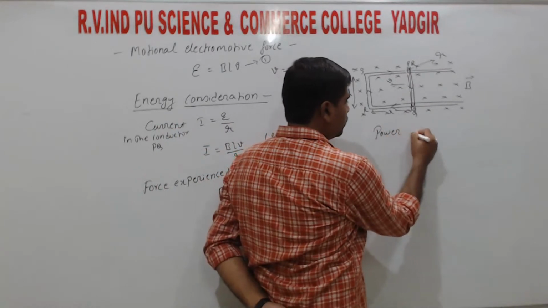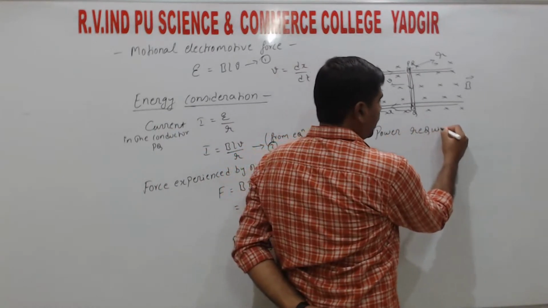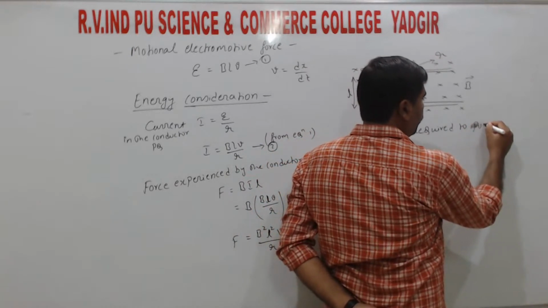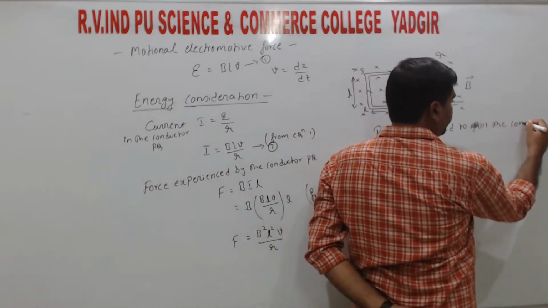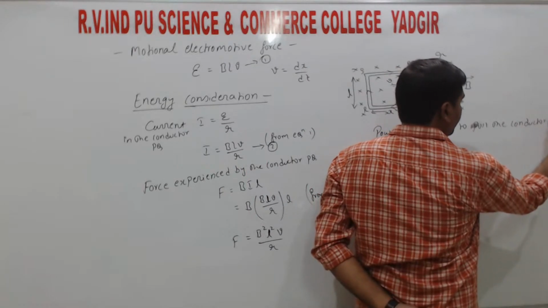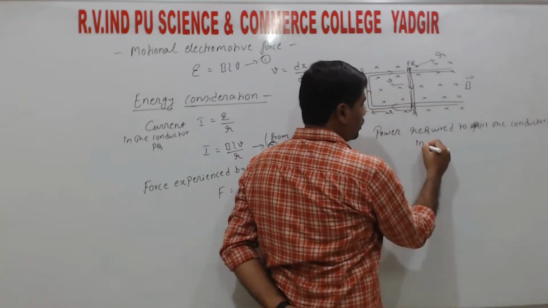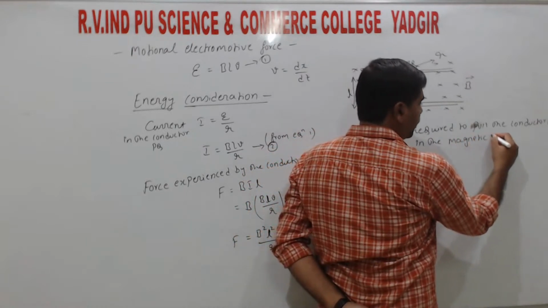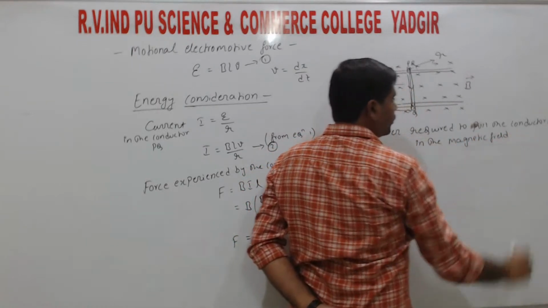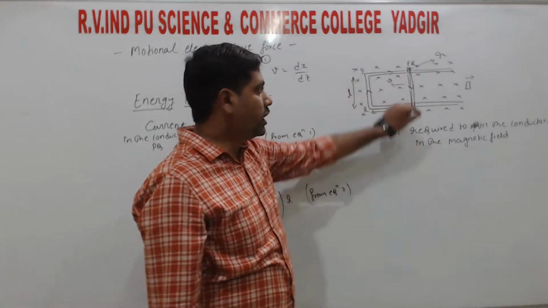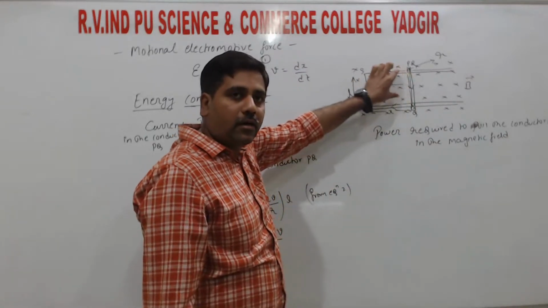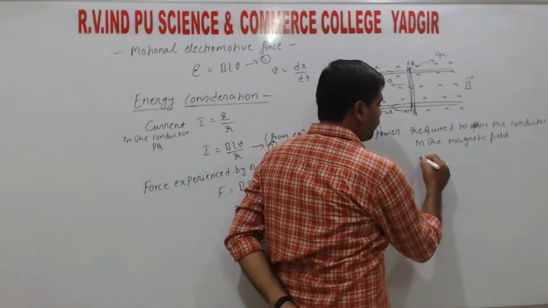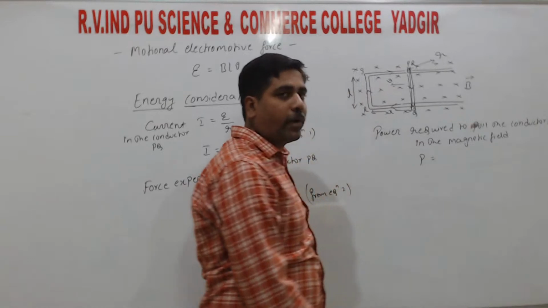Power required to pull the conductor PQ in the magnetic field, right? So how much power is being used to move the conductor in the magnetic field? So that is given by P. So power is denoted by P.